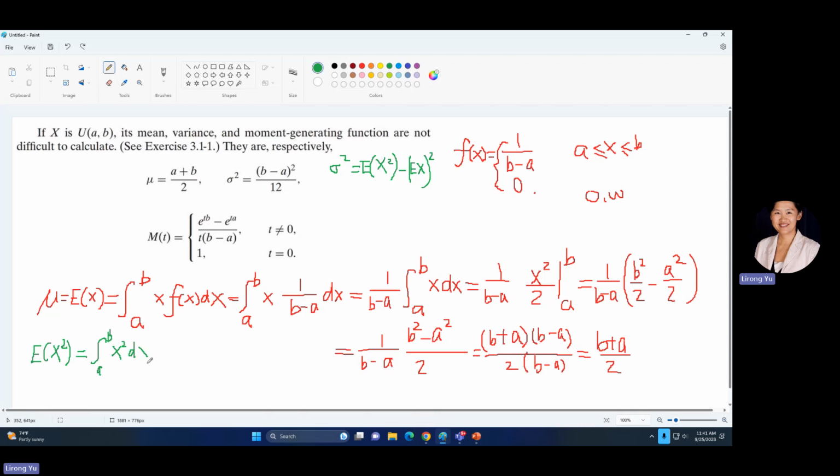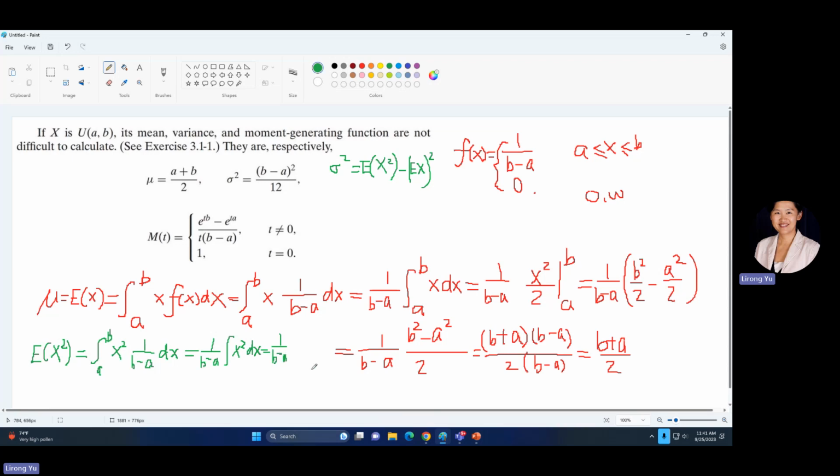Now x squared times f of x, where f of x is 1 over b minus a, dx. So we're going through the same process as before, except that one was x times 1 over b minus a. This is x squared times 1 over b minus a. Again, the constant can be taken out, so we have 1 over b minus a times the integration of x squared dx. If you finish integrating this, it is 1 over b minus a.